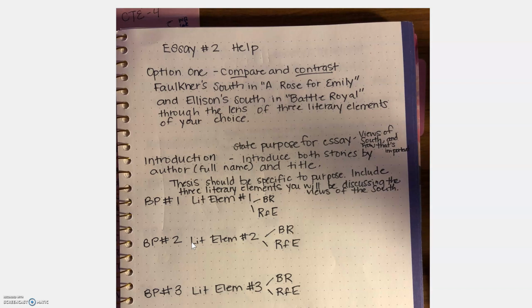So the first option is to compare and contrast Faulkner's A Rose for Emily and Ellison's Battle Royal through the lens of 3 literary elements of your choice. You can choose any 3 literary elements. You can choose character development, diction, imagery, symbolism, and so there are multiple ones that you could actually choose that would work well for both of these essays.